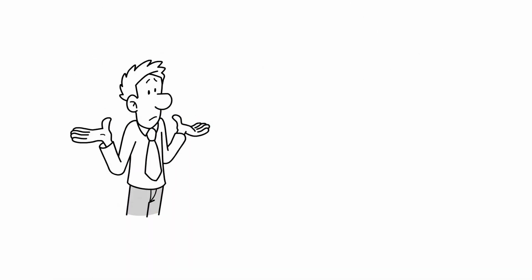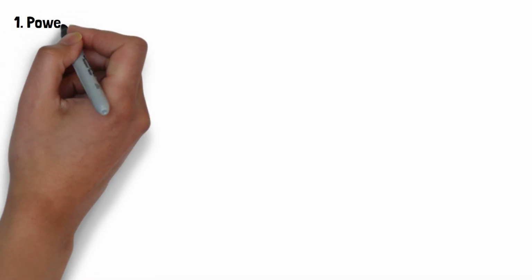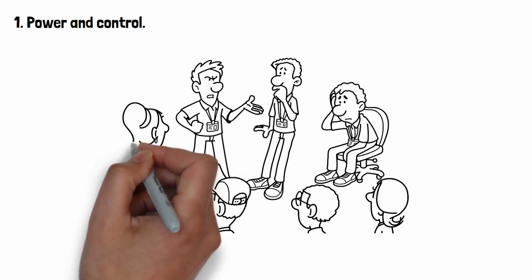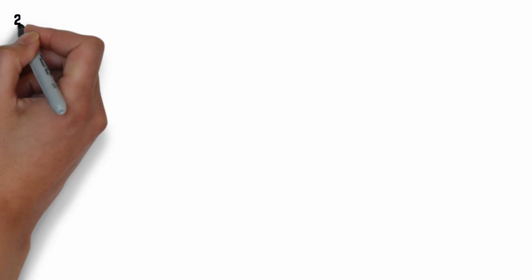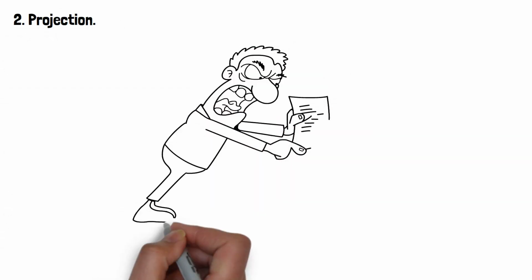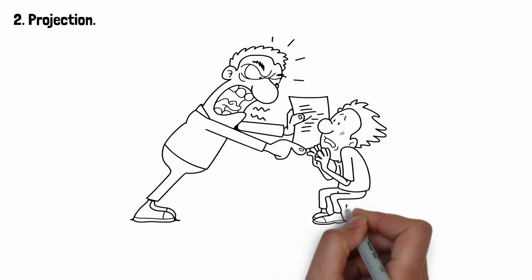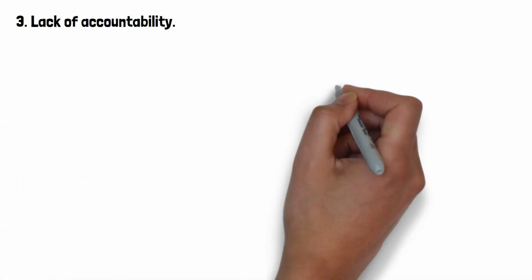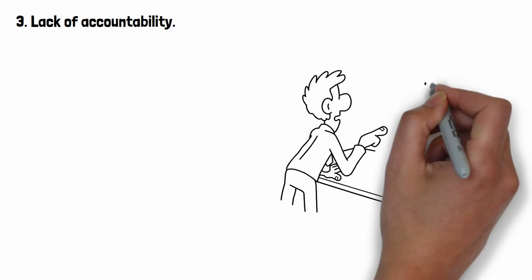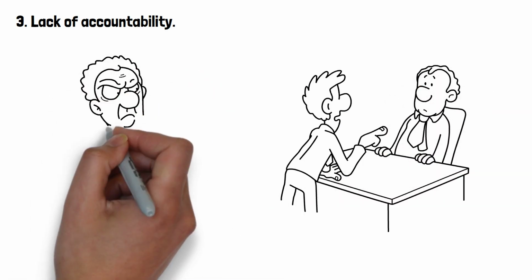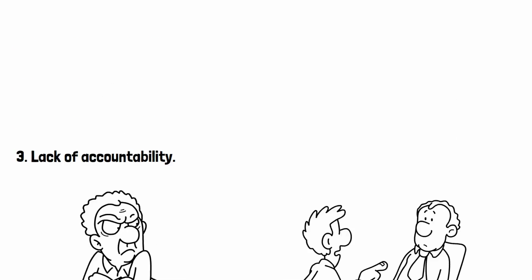Why do people play the persecutor? Number 1, power and control. Persecutors dominate others to maintain a sense of control and superiority. 2, projection. Often, persecutors project their own insecurities and shortcomings onto others, attacking them instead of addressing their issues. And 3, lack of accountability. By blaming others, persecutors avoid taking responsibility for their own part in conflicts, which perpetuates the cycle of negativity.